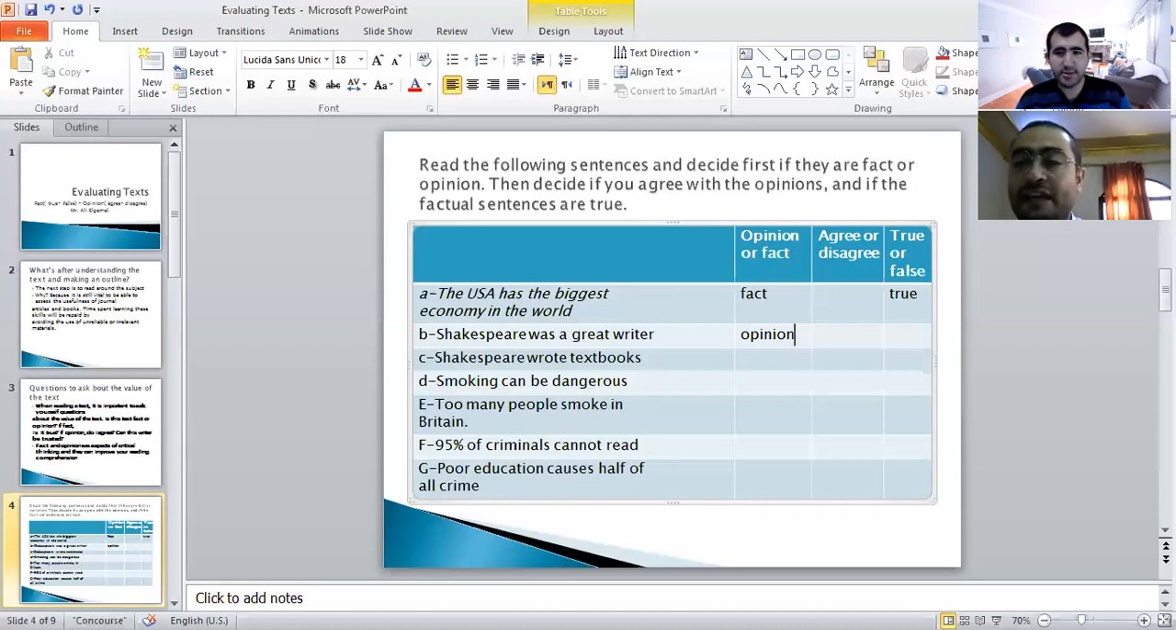But when I say he is a great player, or he is a great person, is it a fact or opinion? Now it's opinion. When you think that someone is something, then it's opinion. And I can disagree or I can agree with that opinion, of course. So this is an opinion. When we want to write a topic, we should know the difference between facts and opinions.